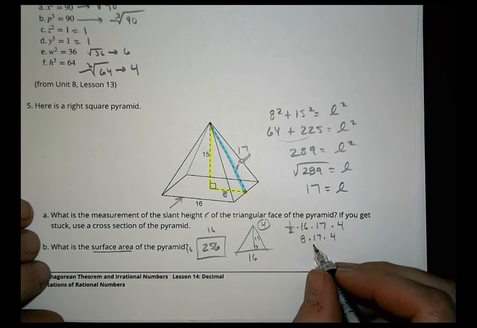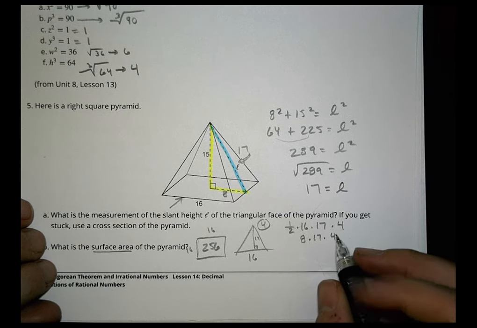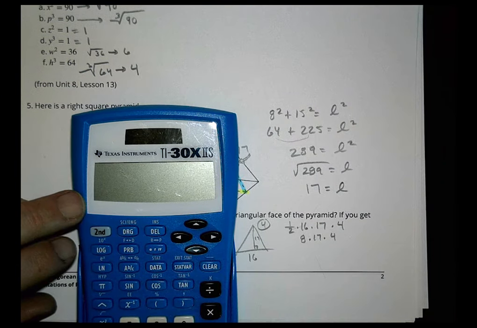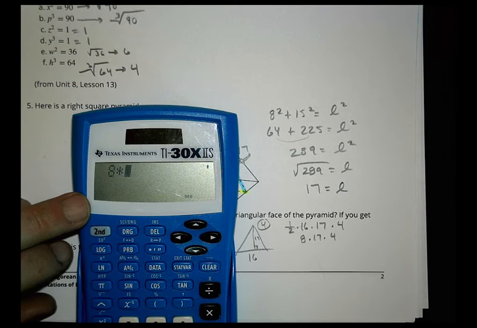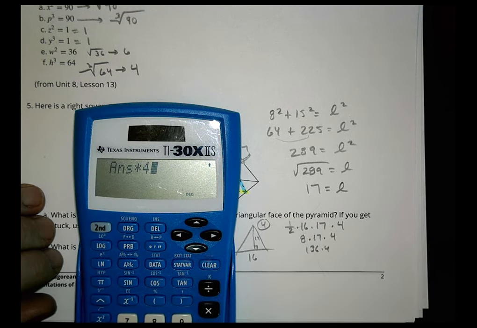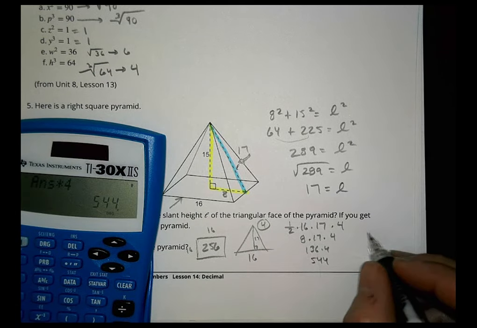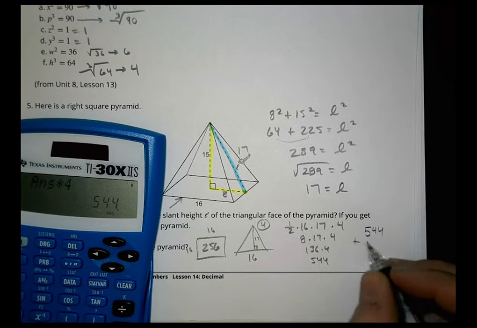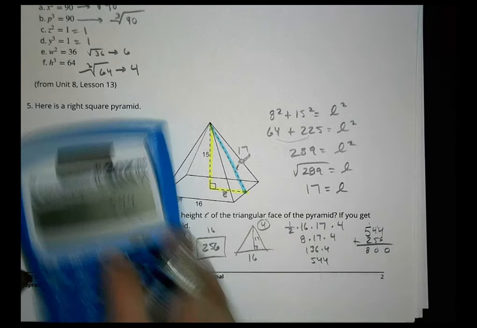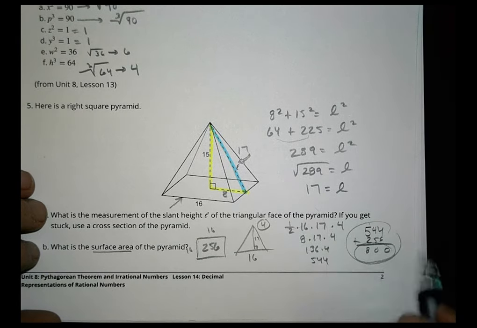8 times 17 ends up being, I'll make a note here real quick, 136, I'll double check. So 8 times 17 equals 136, and 136 times 4 equals 544. So the combined area of the 4 triangles plus the base is going to equal 800 square units. Okay? And that becomes the area of that.